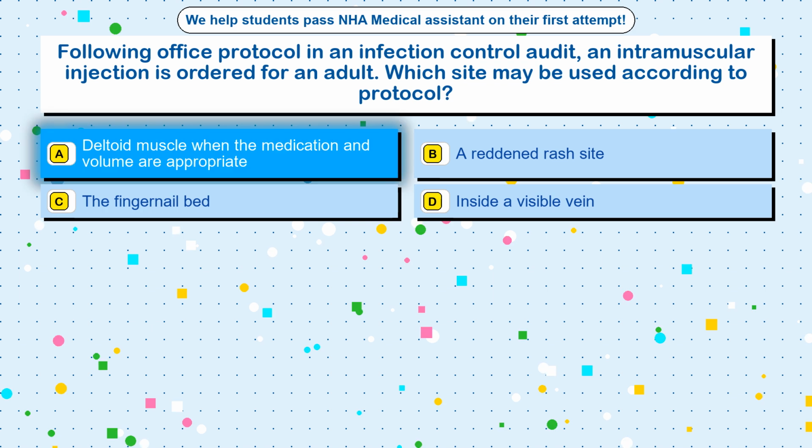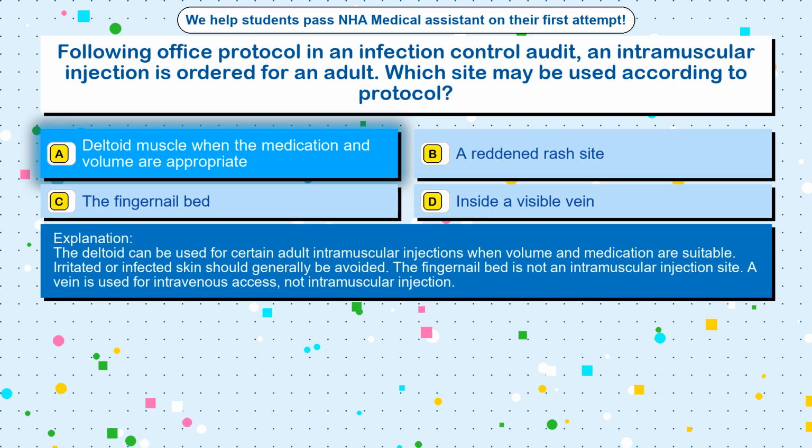The correct answer is option A, deltoid muscle when the medication and volume are appropriate. The deltoid can be used for certain adult intramuscular injections when volume and medication are suitable. Irritated or infected skin should generally be avoided. The fingernail bed is not an intramuscular injection site. A vein is used for intravenous access, not intramuscular injection.